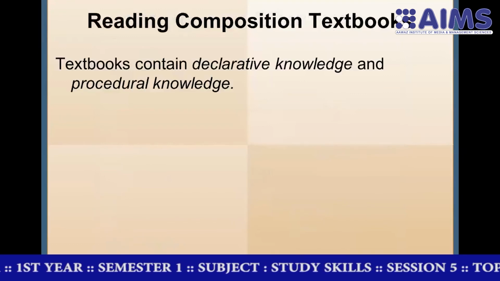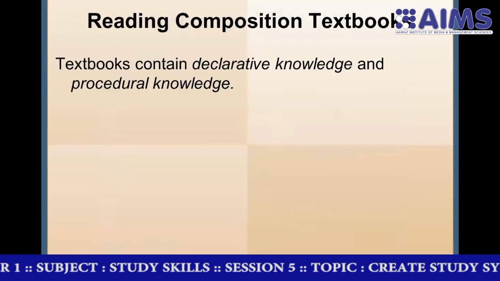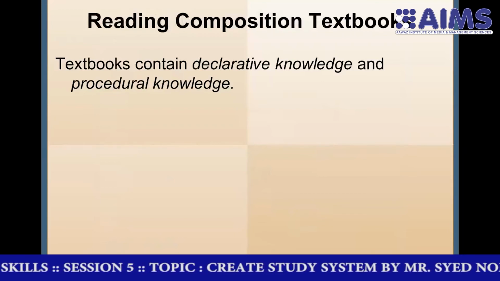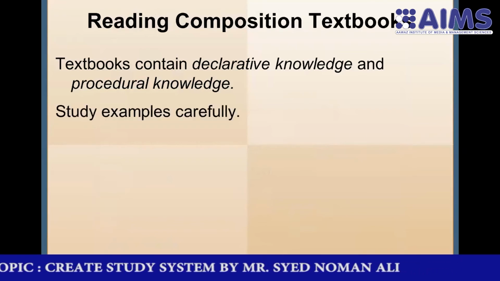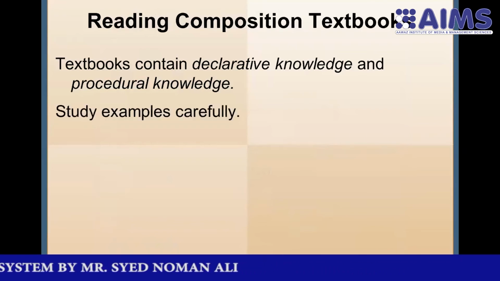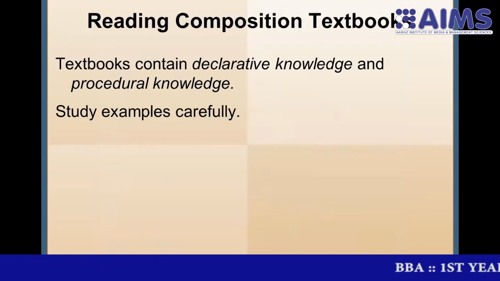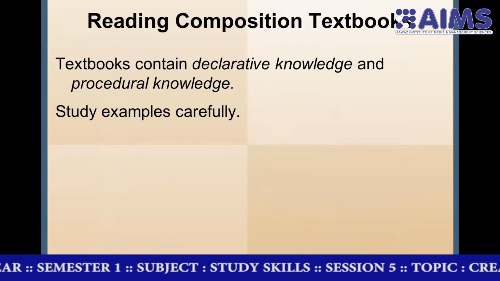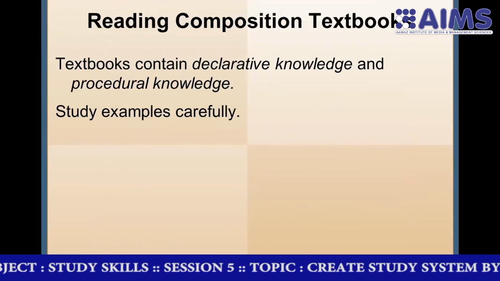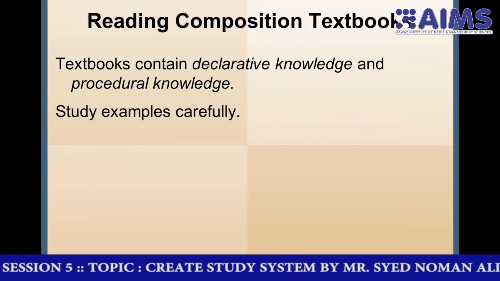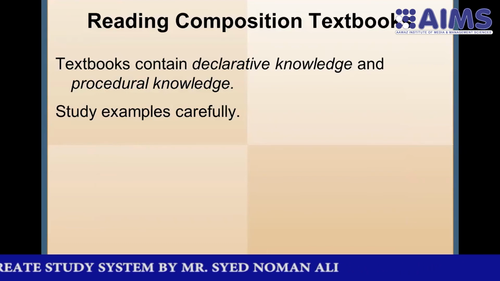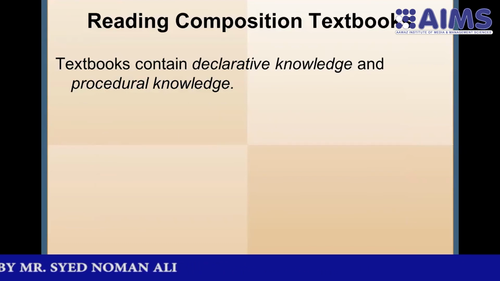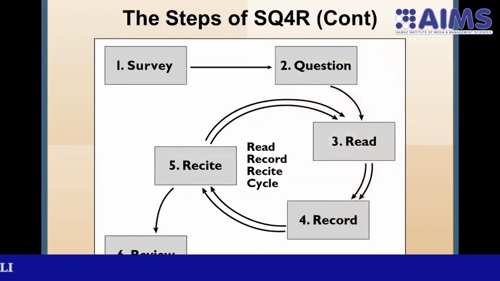Reading composition textbooks. Textbooks contain declarative knowledge and procedural knowledge. Declarative knowledge is where the author presents an academic definition, and in procedural knowledge, there are a lot of methods, procedures, and steps elaborated. Just like that, we have developed a study system by following the steps SQRRR, 4R: survey, question, record, review.